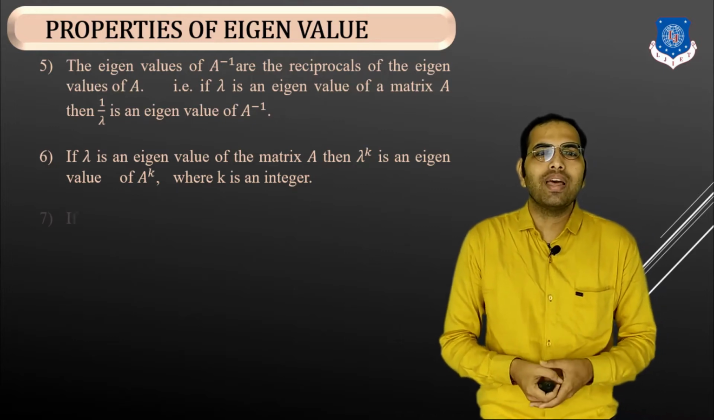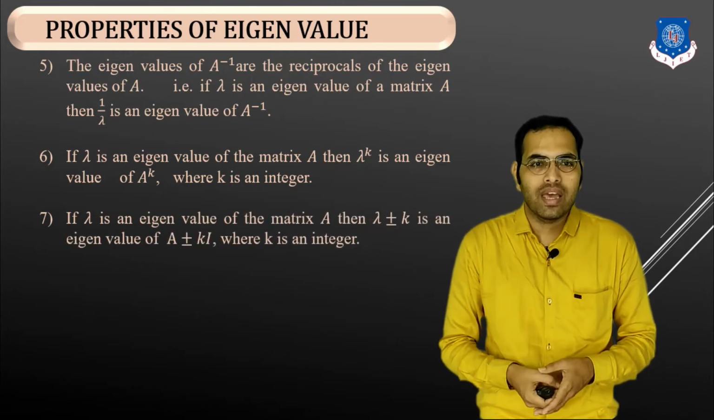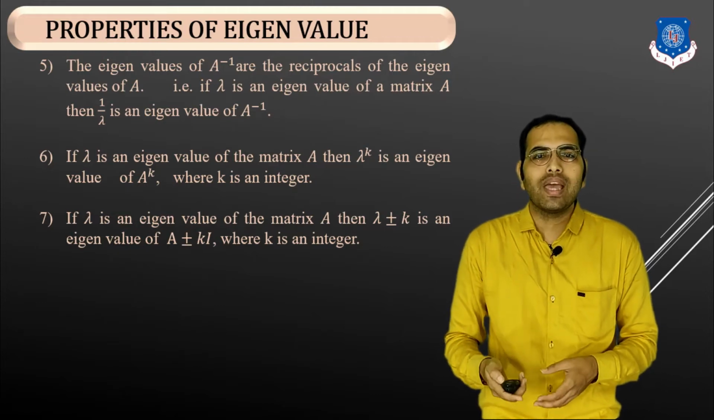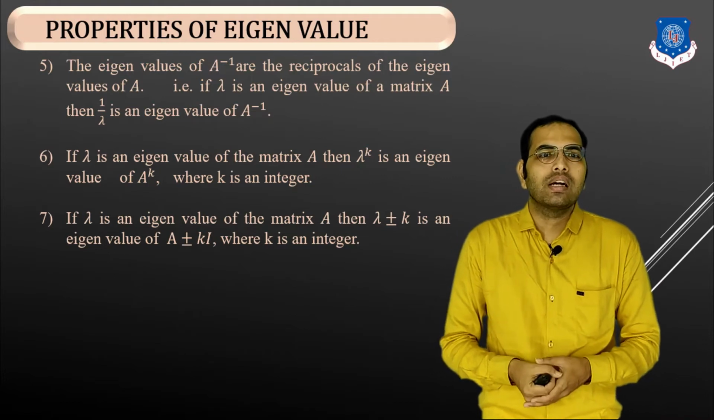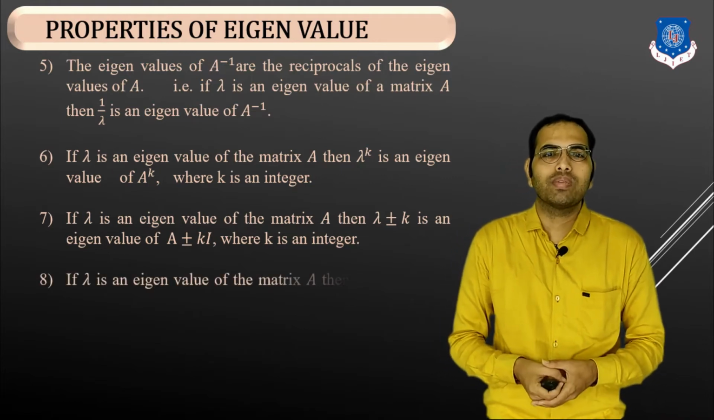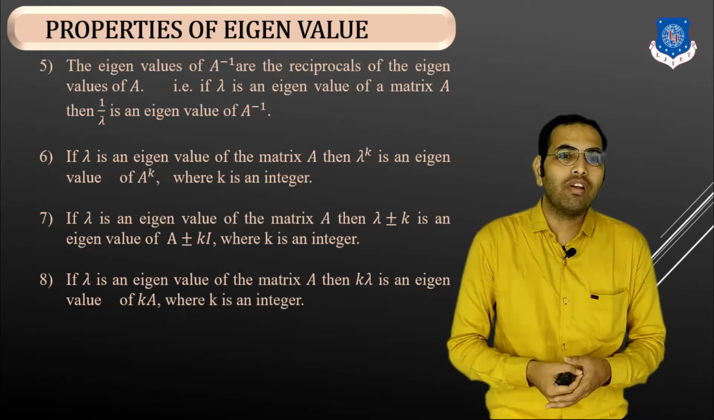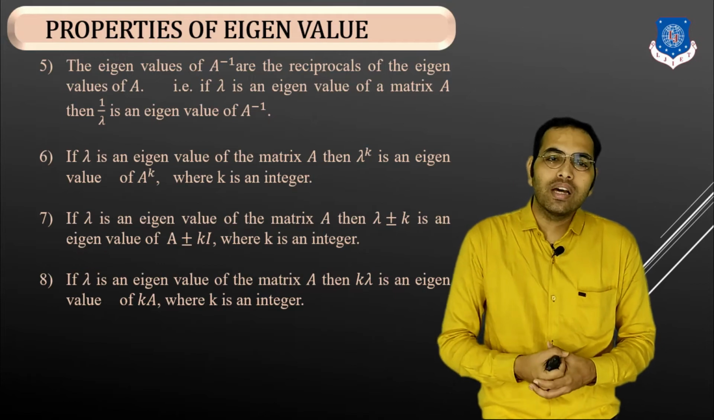If lambda is an eigenvalue of A, then lambda plus or minus k is an eigenvalue of A plus or minus kI, where k is any integer. Another property is, if lambda is an eigenvalue of the matrix A, then k lambda is an eigenvalue of kA, where k is any integer.